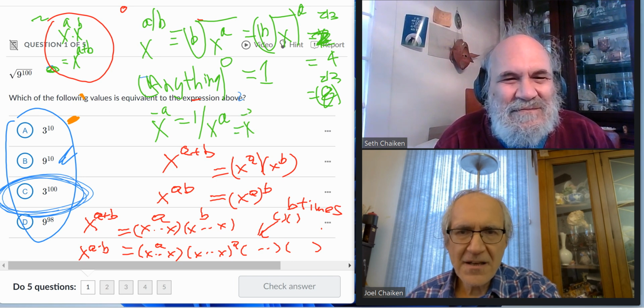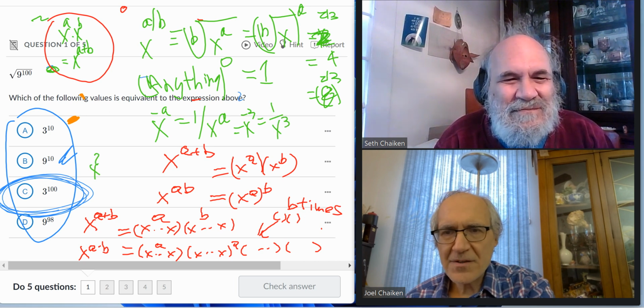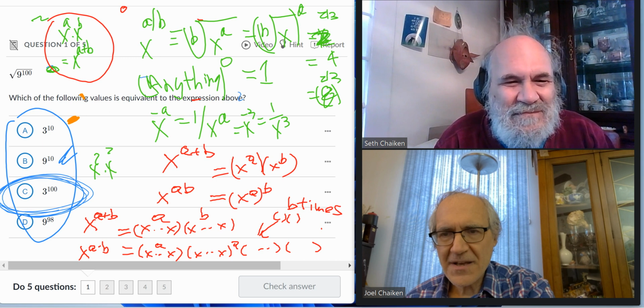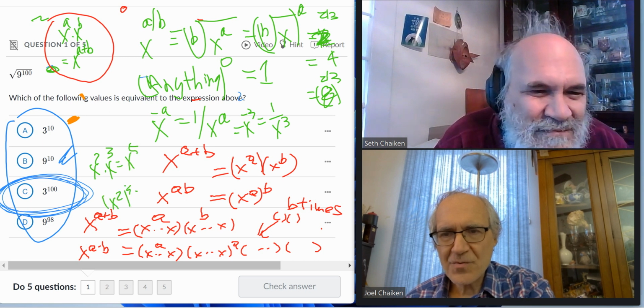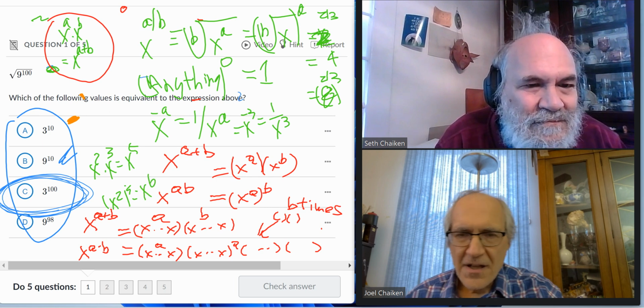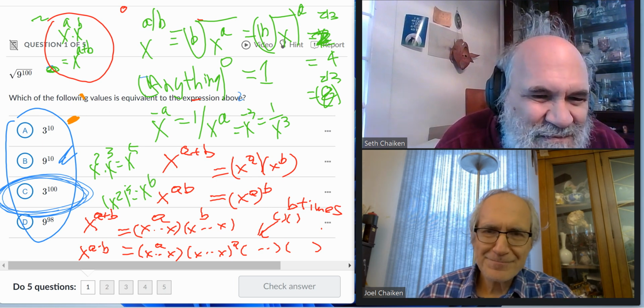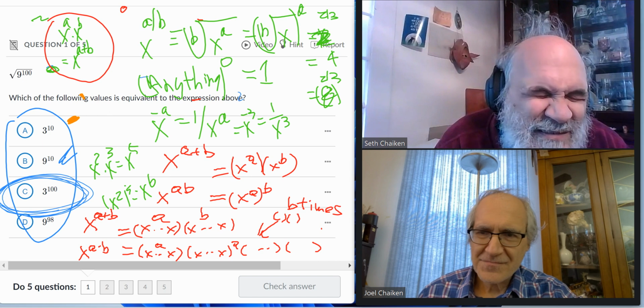And x to the negative 3 is 1 over x cubed. X squared times x cubed is x to the 5th. X squared to the cube power is x to the 6th. Okay, are we done? 2 times 5 is 10.